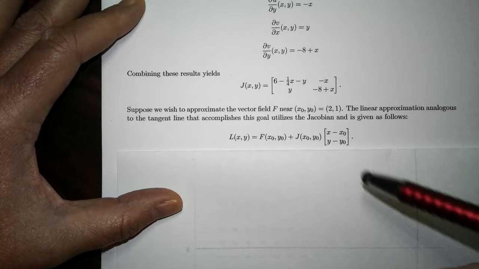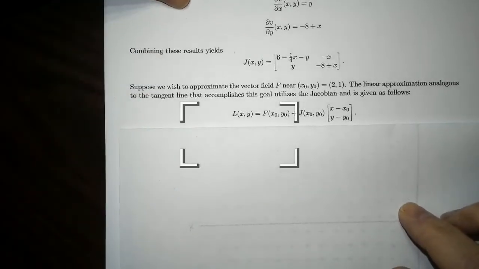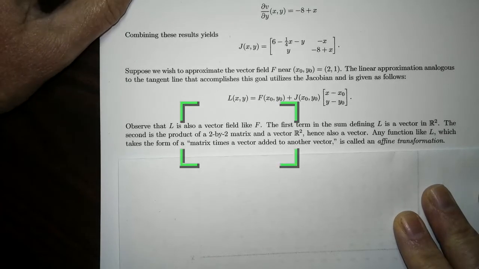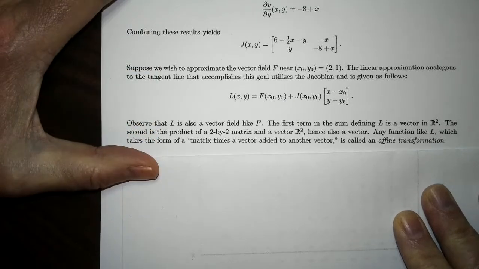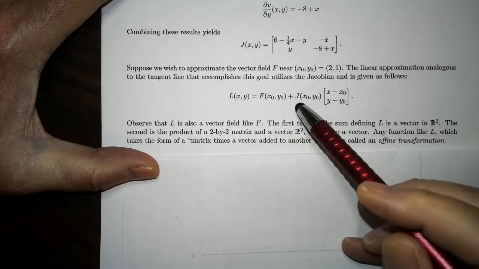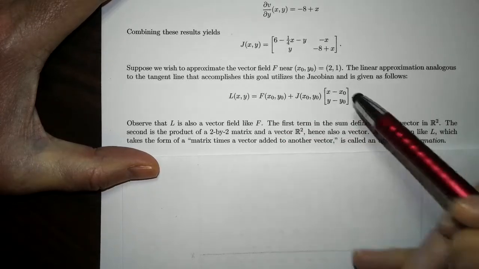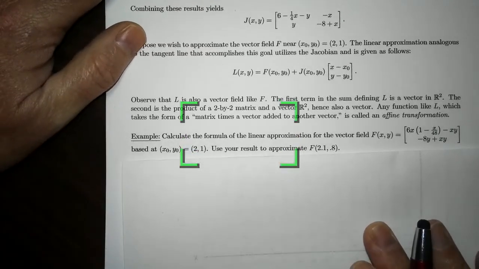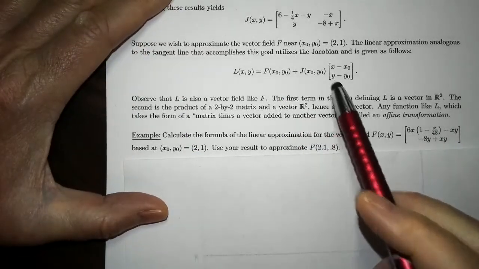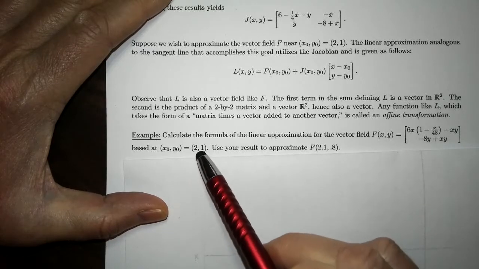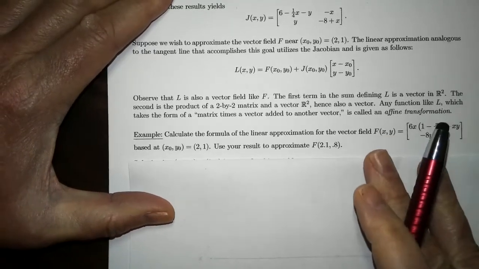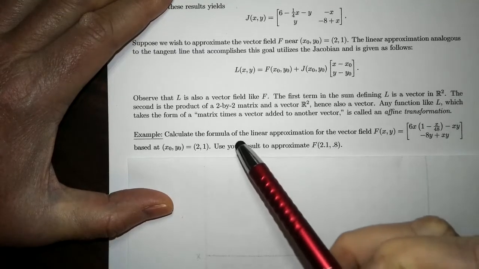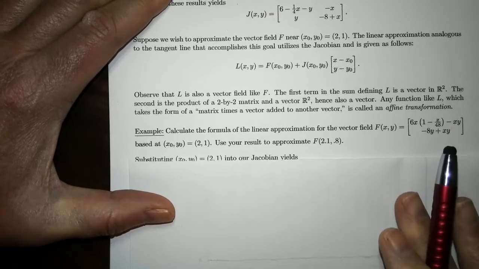So the linearization is in fact a vector field because the outputs are 2 by 1. And we call a function like this, where we take a vector and add a matrix times a vector, an affine transformation. So as an example, let's calculate the formula for the linear approximation at the point 2, 1, and let's use our result to approximate capital F of 2, 1.8. Notice how (2, 1.8) is fairly close to (2, 1).